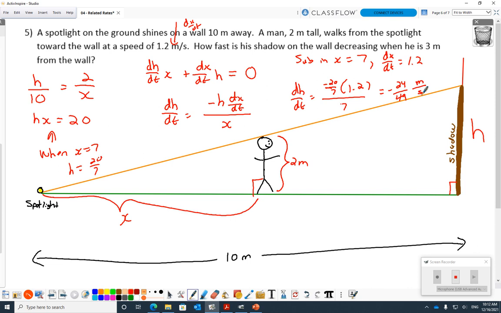John, question? Oh, yeah. So they told me how fast is the shadow decreasing when he is 3 meters from the wall. If he's 3 meters from the wall, he must be 7 meters from the spotlight. And I happen to put x there, so x happened to be 7. Someone else might do this question and go, I'm going to make this x and this 10 minus x, and you'll sub in differently, but you'll get all the same answers. I find the x in the smallest triangle. Years of experience tells me x in the smallest triangle often works out to be the best choice algebraically. But that's not always true.